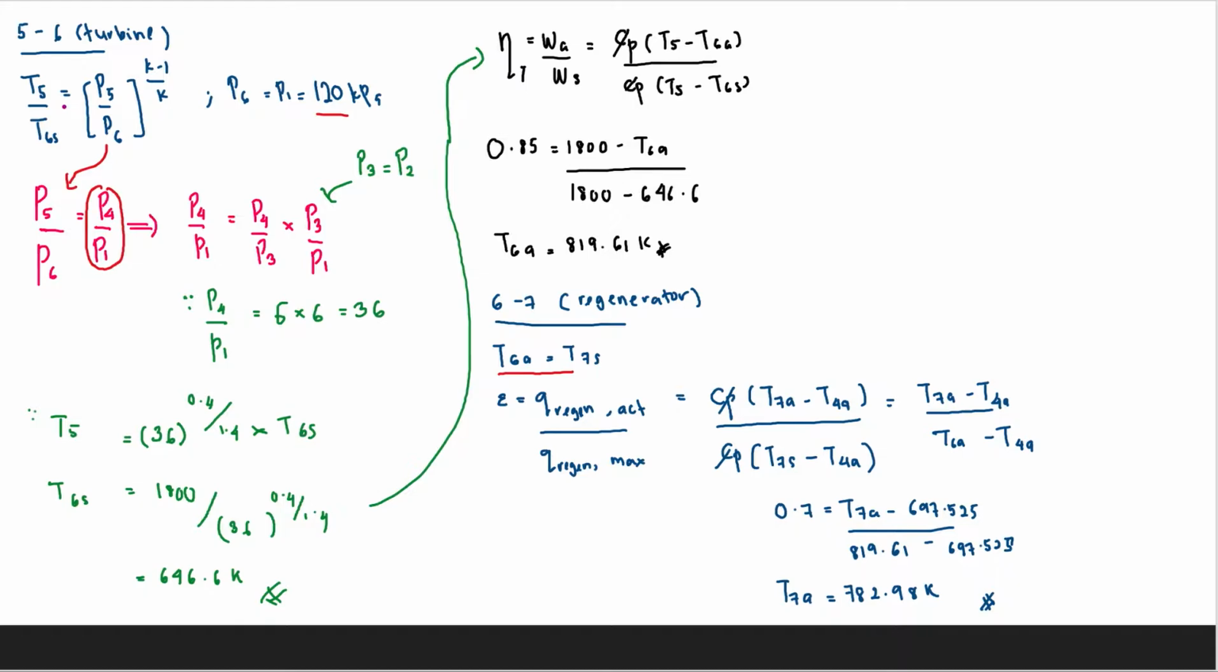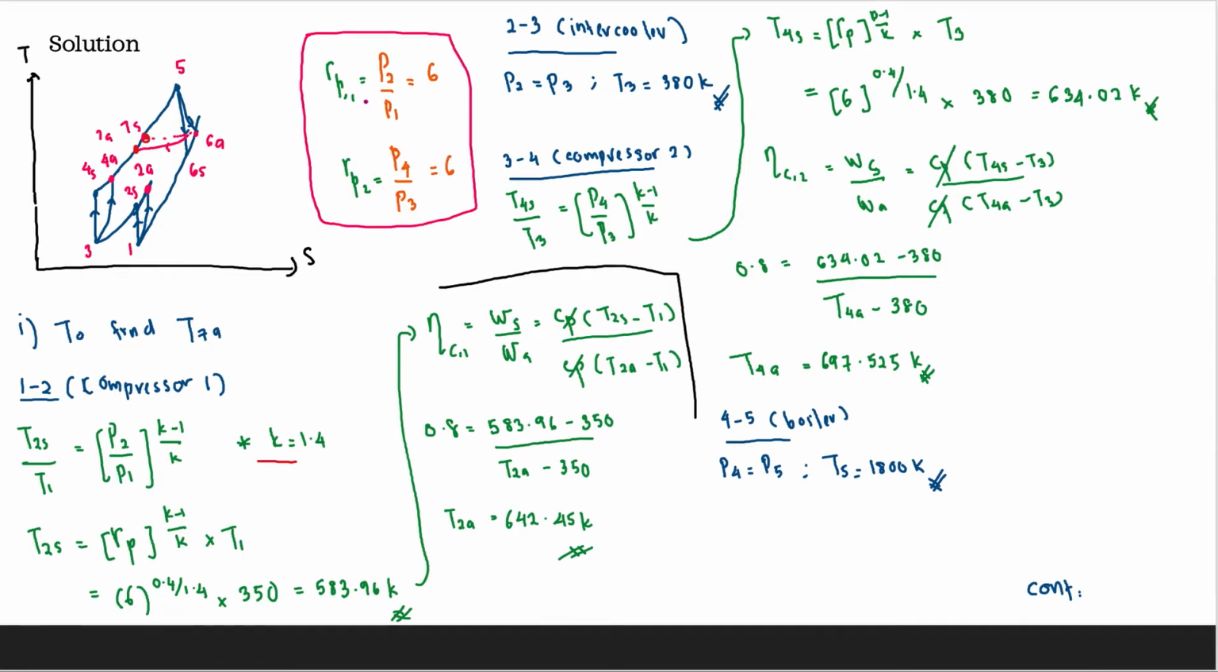Again, in a turbine, since this is an isentropic expansion, we can use the formula: P5 over P6 to the power of (K minus 1) over K. The problem is here: P5 over P6 is not the same as P3 over P2 or P4 over P3 or P2 over P1, which is equal to 6, because this pressure ratio of 6 represents compressor 1 and compressor 2.